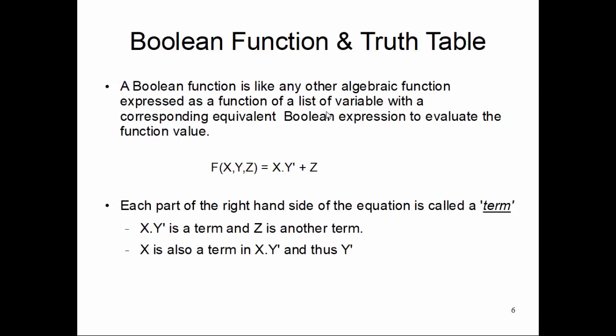So a Boolean function is like any other algebraic function, expressed as a function of a list of variables with a corresponding equivalent Boolean expression to evaluate the function values. Okay, so like any other algebraic function, we follow it by variables, but these variables, for example here x, y, z, are Boolean variables. That means each variable can pick up a value of either 0 or 1. Okay, true or false.